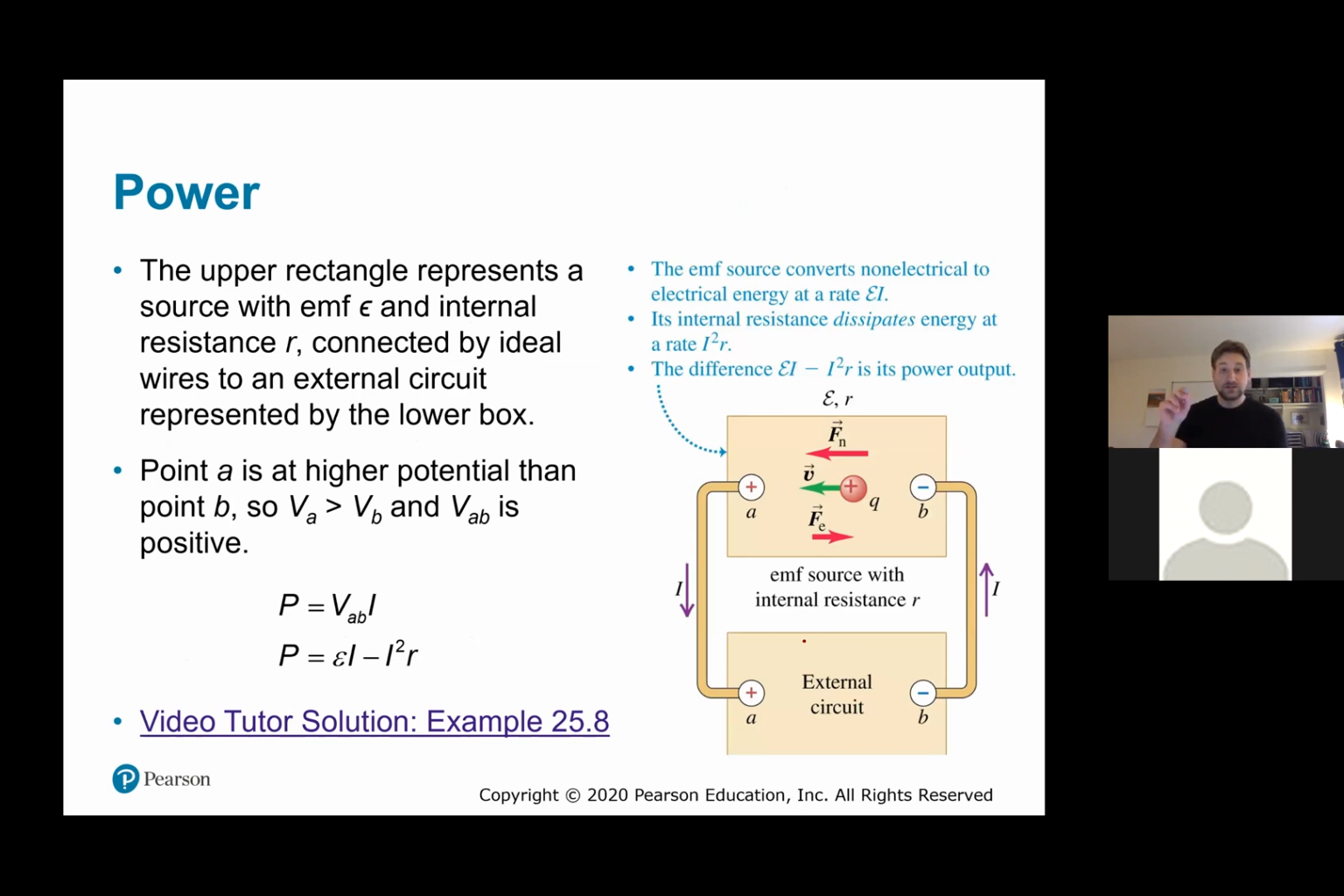The potential of the battery is the EMF of the battery minus I times the internal resistance. And we're going to multiply by I, so we end up with that. It converts chemical, say, energy to electrical at a particular rate, particular power, but some energy is dissipated in that internal resistance according to that rate. So the difference is the supplied power, the power supplied by this battery.